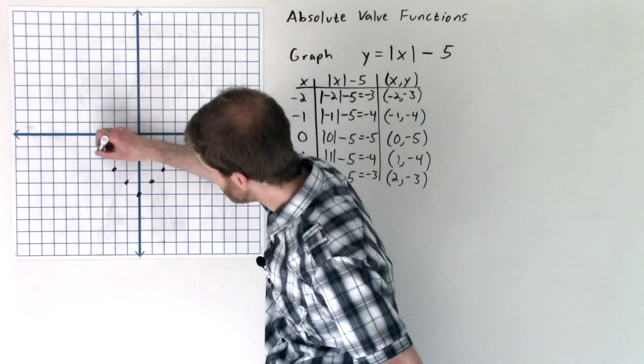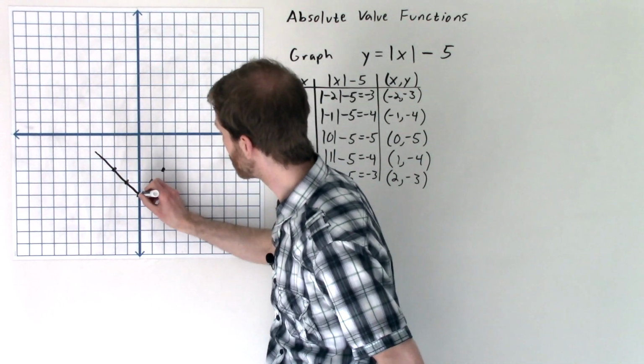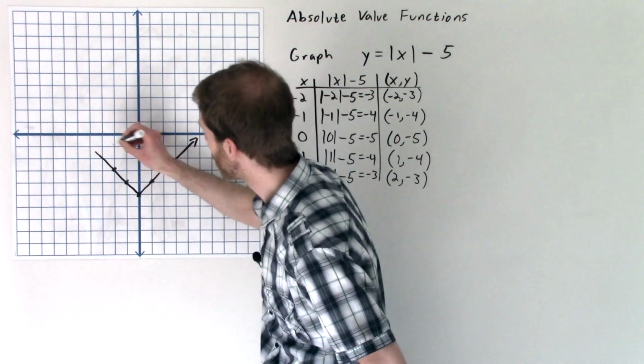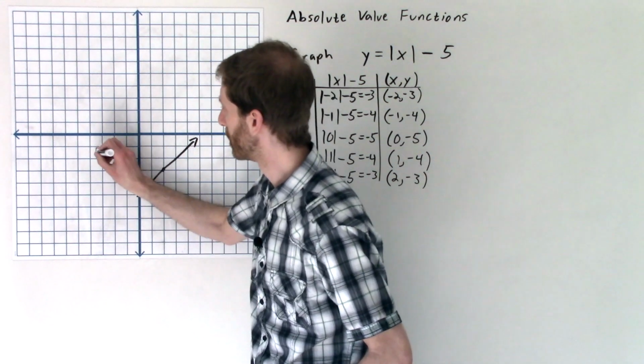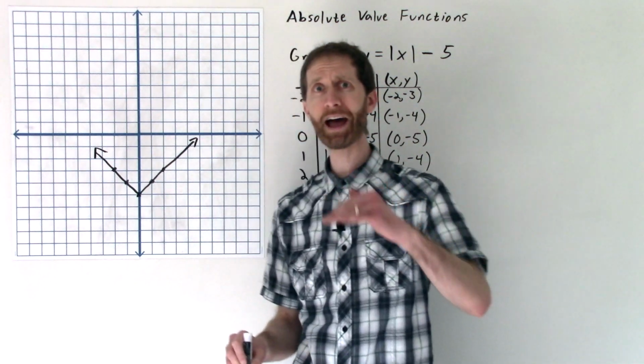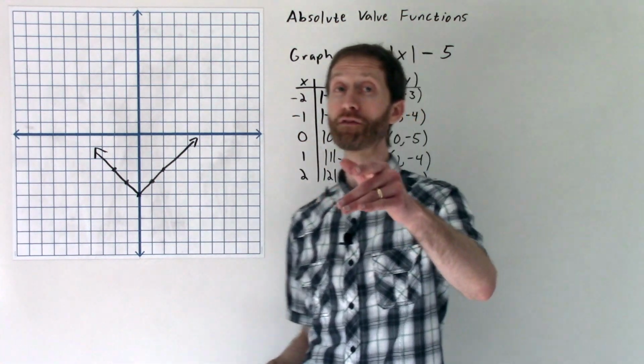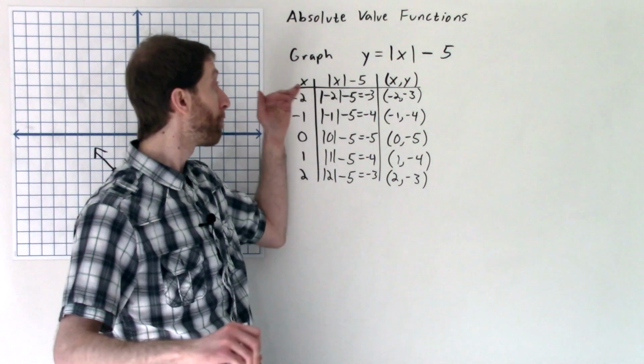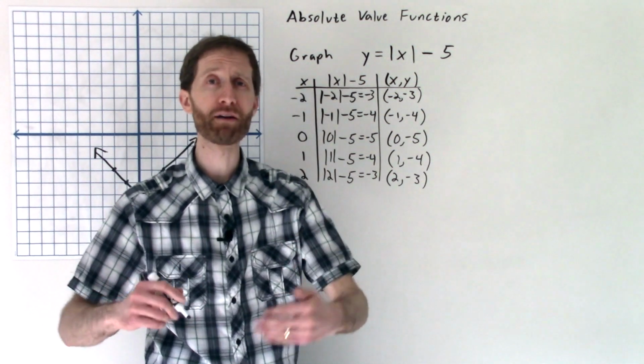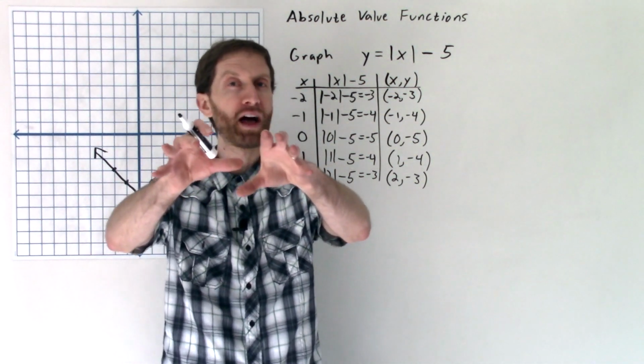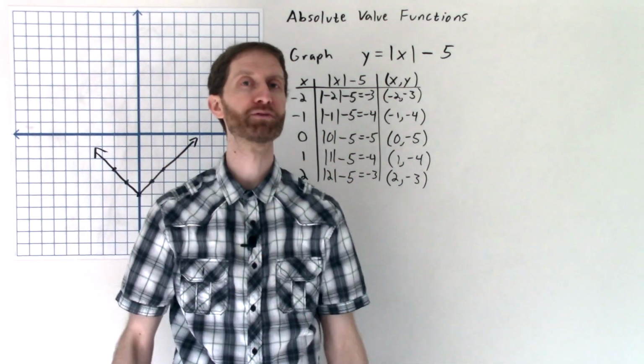We connect those points to show all the points that are on that curve, and you get an absolute value V that is shifted down 5. More on that in later videos, with why there's a shift. For now, plug in x values, get out y values, and plot them, and you'll have yourself awesome absolute value graphs.